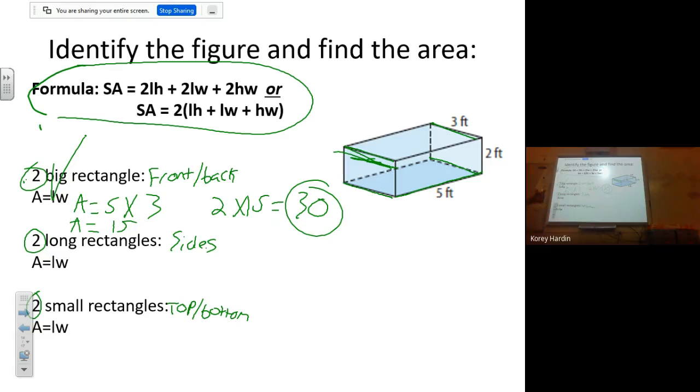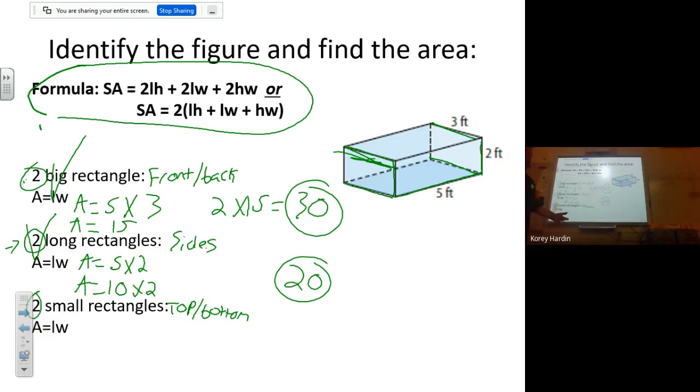The 2 long rectangles are the sides. Okay, area equals length times width. The length of the sides is going to be 5. The width is going to be this line right here, which is 2. So 5 times 2, my area equals 10. Once again, you can multiply it by 2. 10 times 2 is going to be 20.